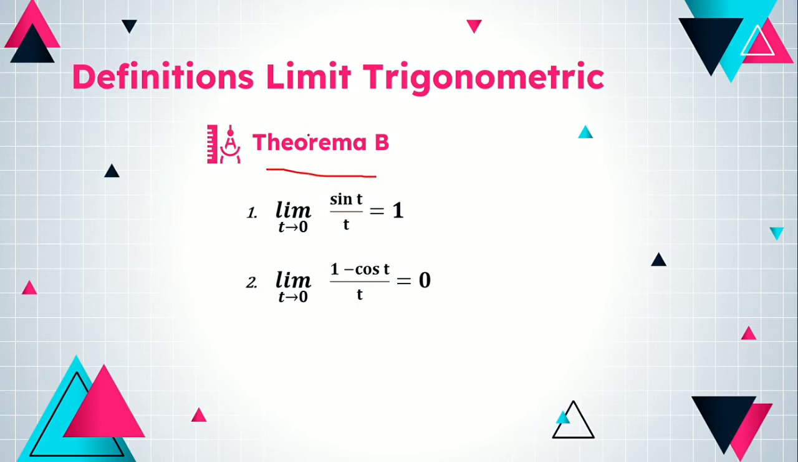Okay, now we go into the second theorem, namely Theorem B, which is called the special trigonometry limit. This theorem makes it easier for us to determine the limit. The first one is limit t to 0 of sin t divided by t equals 1, and the second one is limit t to 0 of 1 minus cos t divided by t equals 0. These are the rules. So we go to the example.